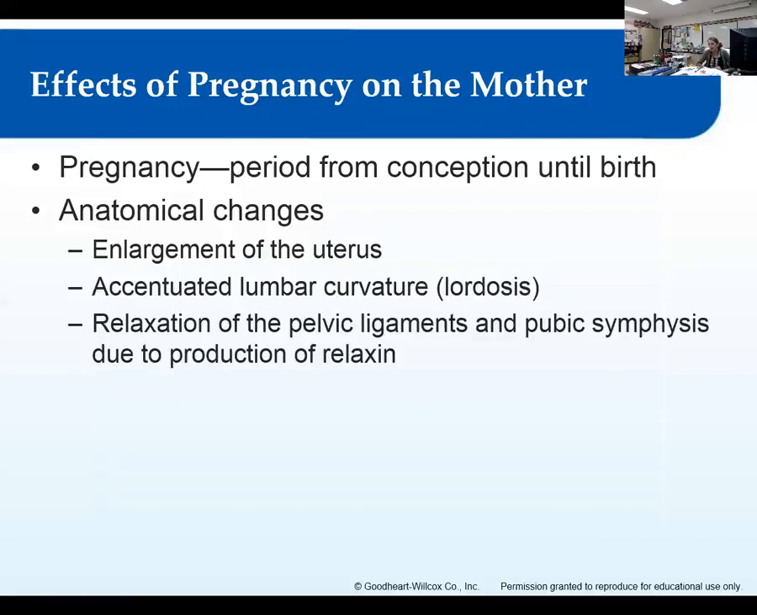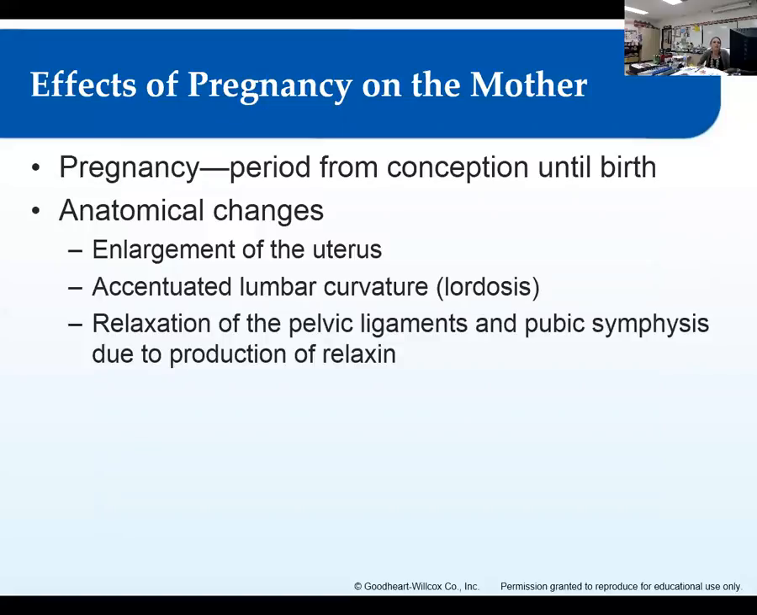All right, effects of pregnancy on the mother. So from conception until birth. Anatomical changes, of course, the uterus enlarges. Obviously, it has to if the baby's going to grow. Lordosis occurs, which is that curvature of the lower back. And that's just part of the uterus just being so heavy and so big that it protrudes forward and kind of pulls the back that way.